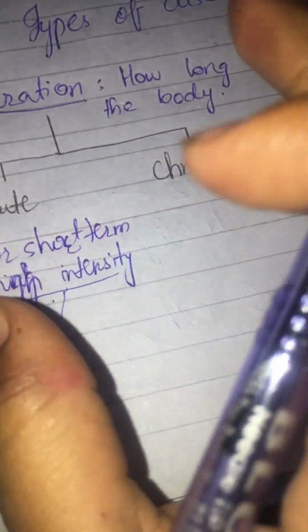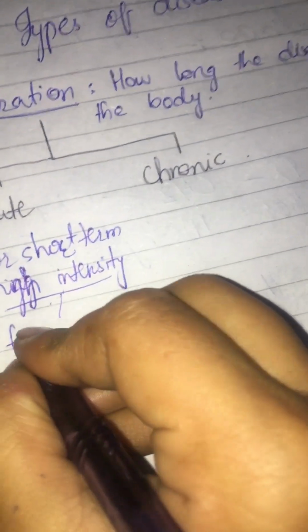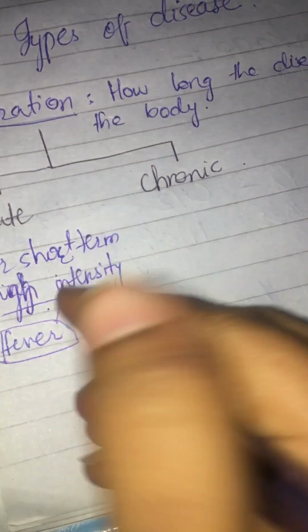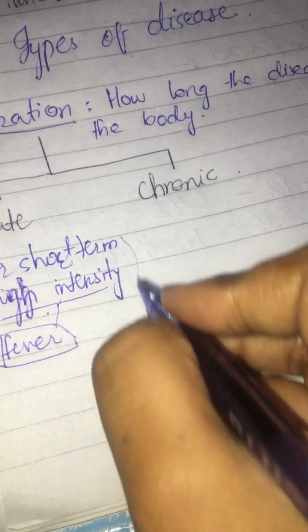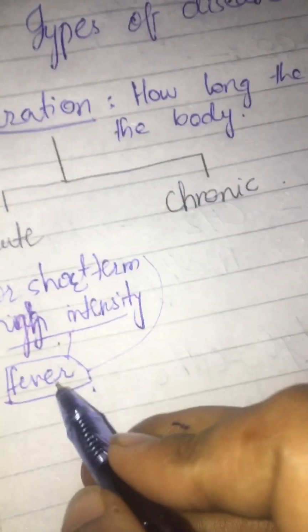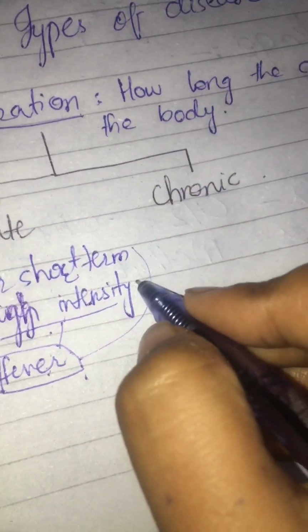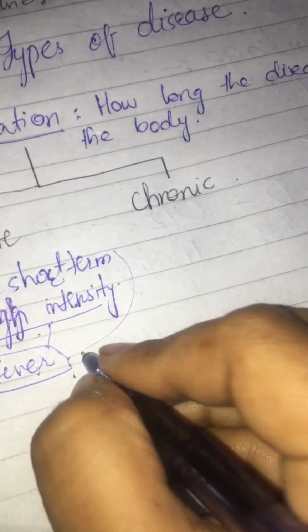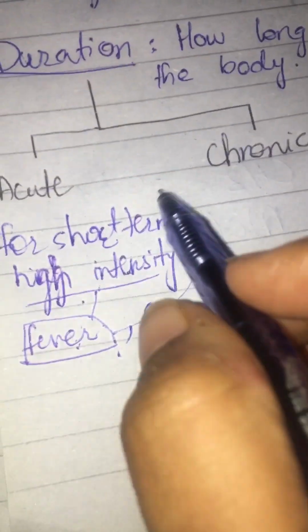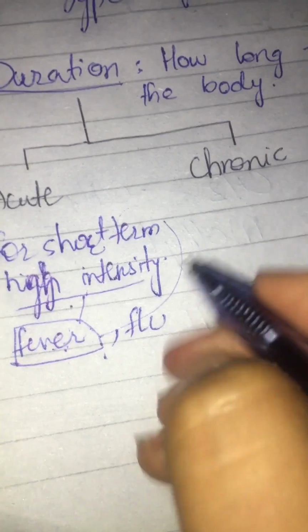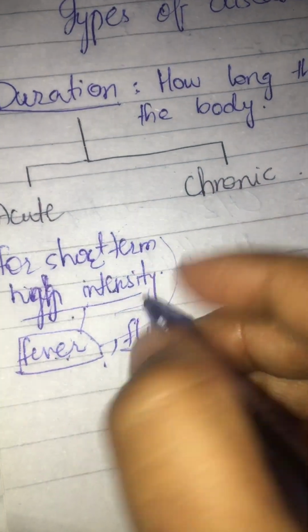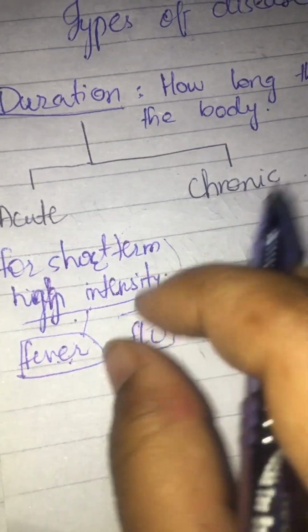So now, if we take an example of fever, we think this is a disease. No, it's not a disease. It's for a very short time and it has very high intensity. Even we can take the example of flu. So if we are having fever or flu, these are symptoms of the disease going on in our body. These are the symptoms, not the disease.